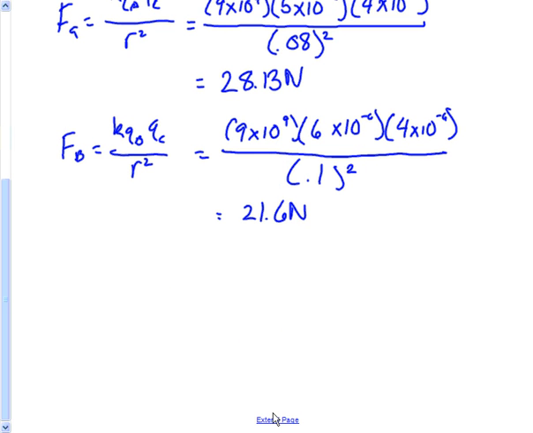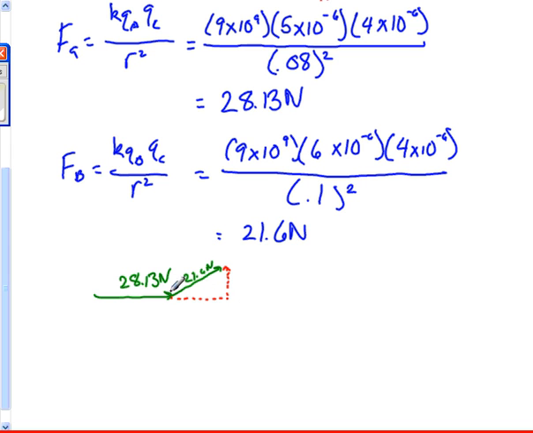So now we have something that looks like this, where we have a vector going to the right of 28.13 newtons, and we are adding to it a vector that is going up and to the right of 21.6 newtons. So what we are going to have to do is find the x and y components of this one in order to get the actual resultant vector.